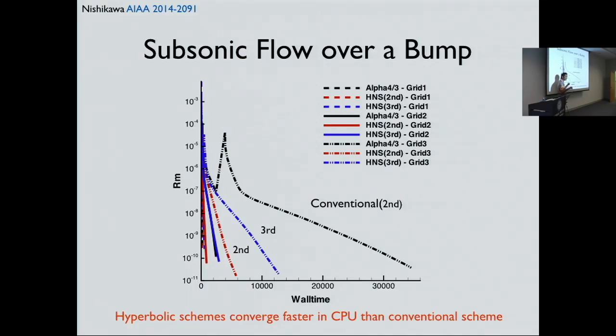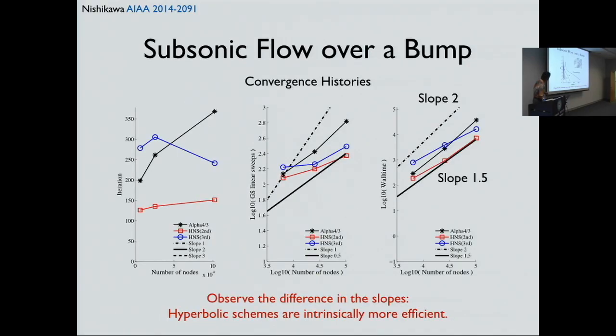If I run the conventional scheme, second order scheme, and third order hyperbolic scheme, I can get the third order solution fast. And that's impossible. No, but possible. The question is why?